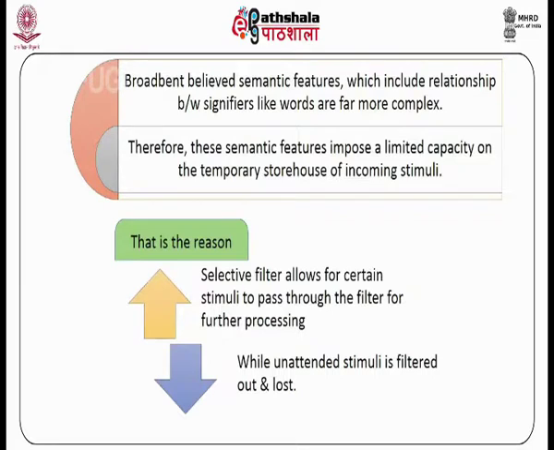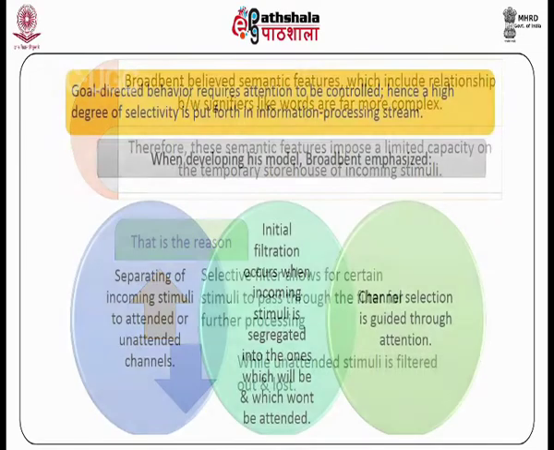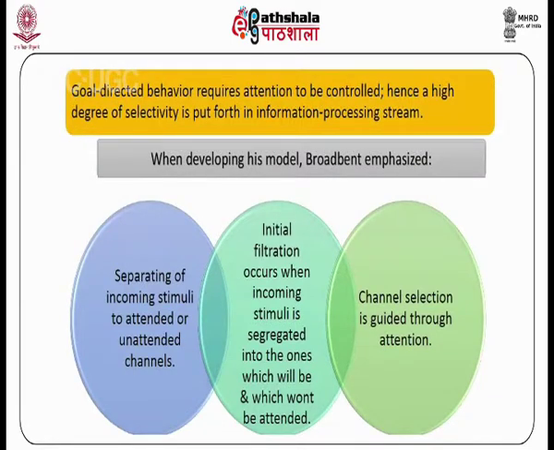That is the reason why, based on physical characteristics, the selective filter allows certain stimuli to pass through the filter for further processing, while unattended stimuli are filtered out and lost. Further, goal-directed behavior requires attention to be controlled. Hence, a high degree of selectivity is put forth in the information processing stream. When developing his model, Broadbent emphasized the separating of incoming stimuli into attended or unattended channels. Basically, the initial filtration occurs when the incoming stimuli are segregated into the ones which will be attended and the ones which won't be attended.